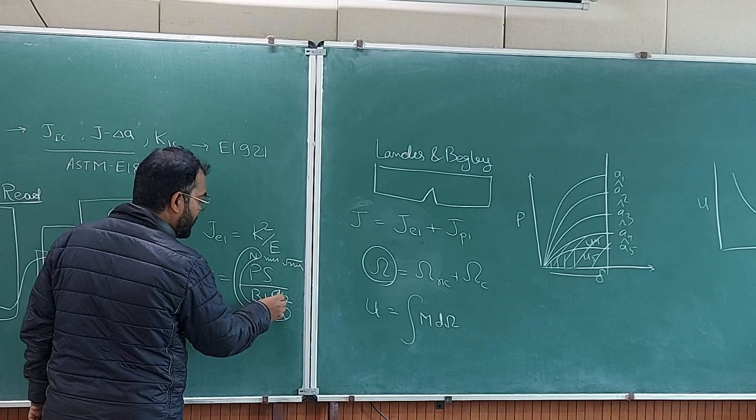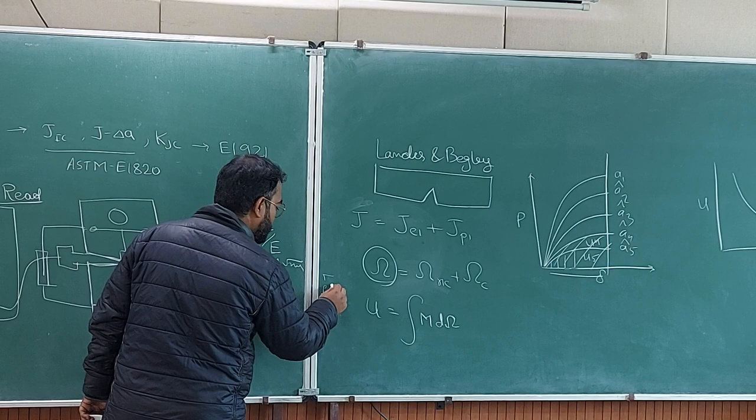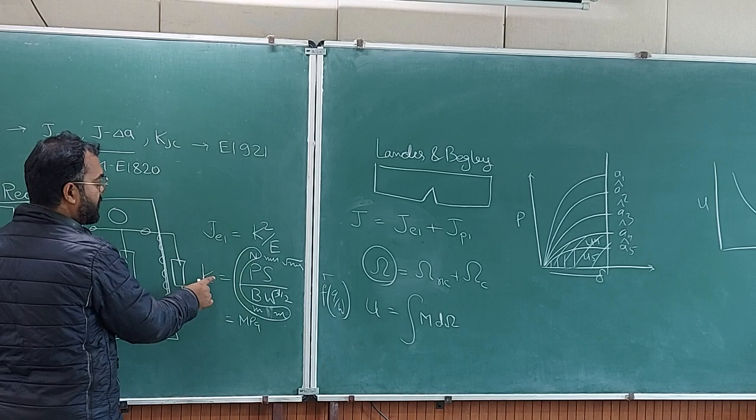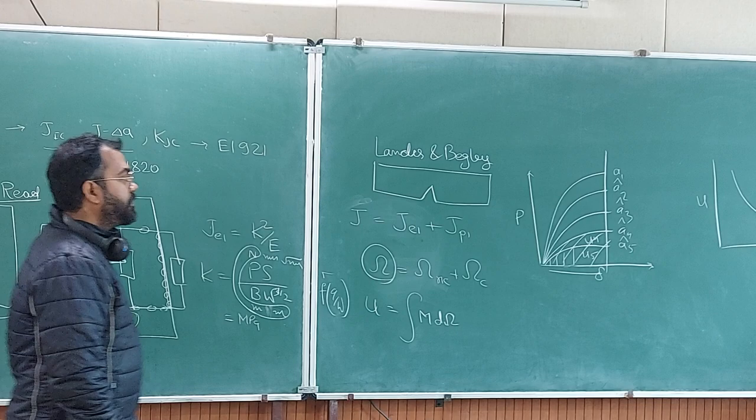Okay. And then you have a function of a by W, f of a by W. And this is how you calculate K, and divide by the elastic modulus, you get the first term of J integral. The plastic part of J integral comes from the load displacement area.